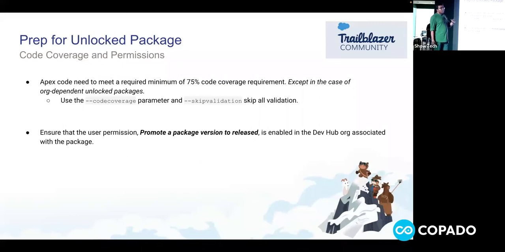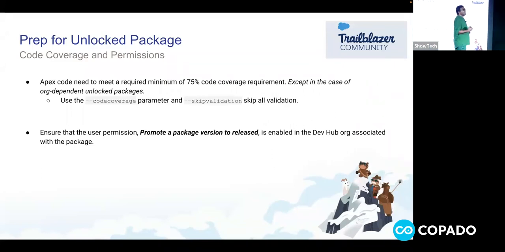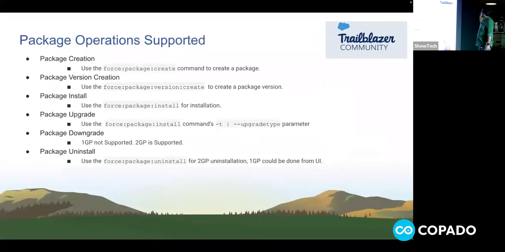In order to get a report and the stats of the code coverage that you have in the org, you can use the code coverage parameter in your CLI command while creating the package. Just take care that sometimes when you're creating a package and running test classes is mandatory, the whole package creation process takes too much time. So just beware of that. Sometimes it's too much. And the second thing is promotion. To promote a package version to release, you need a user permission. So that's pretty much the two aspects that you need to be careful about. Let's move on to the next one.